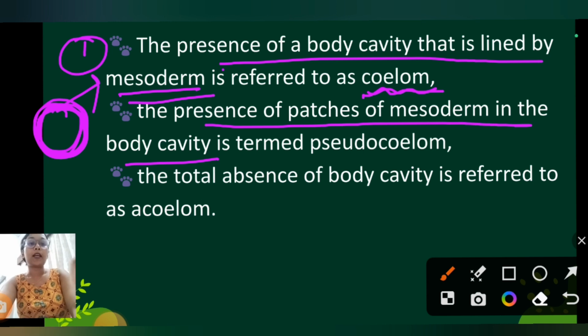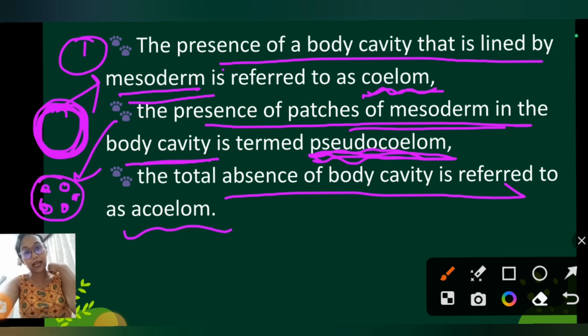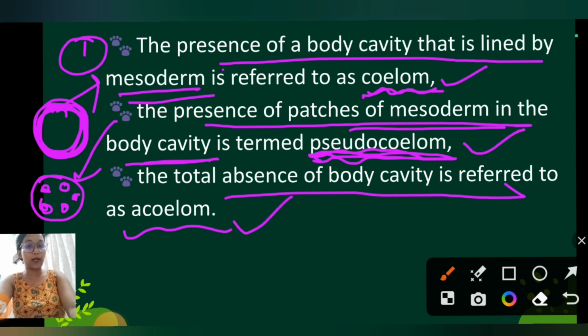Then the second one, it is saying when there is the presence of patches. So in the body cavity there are patches of mesoderm. We'll see the figure in the next slide. When patches of mesoderm are present in the body cavity, then it is called pseudocoelomate. False coelom means pseudocoelomate. And whenever there is a total absence of body cavity, it is called acoelomate. Getting my point? The body cavity has been divided into three different types: coelomate, pseudocoelomate and acoelomate.